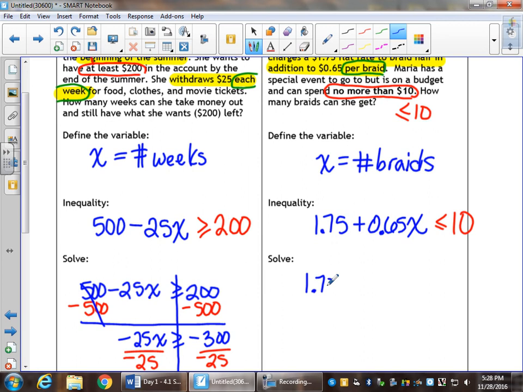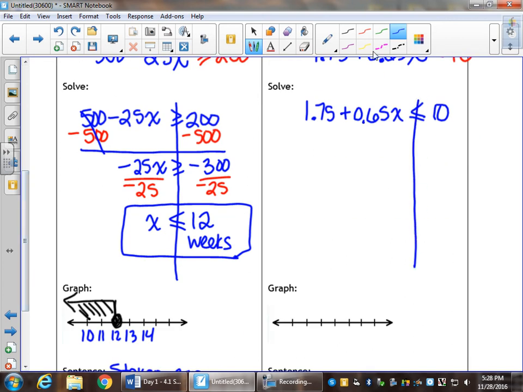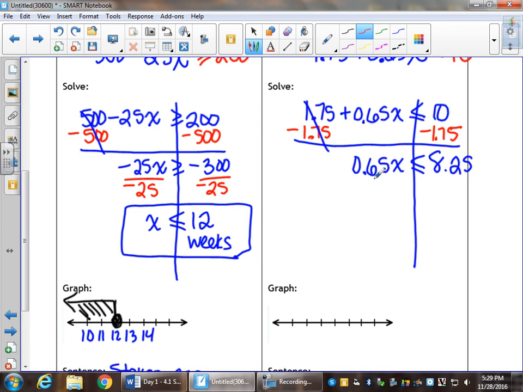So I'll rewrite it. 1.75 plus 0.65x less than or equal to 10. Line down the inequality. Go ahead and solve. Pause here, solve it yourself. We'll compare. See if you can finish solving the graph and the sentence. I'm going to subtract 1.75 from both sides. So I get 0.65x less than or equal to 10 minus 1.75 is 8.25. I'll divide both sides by 0.65.